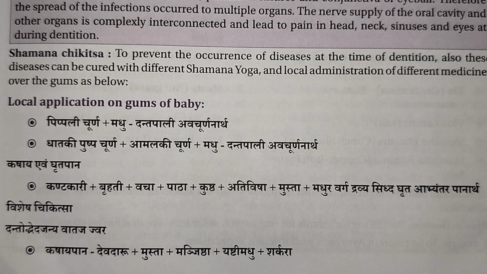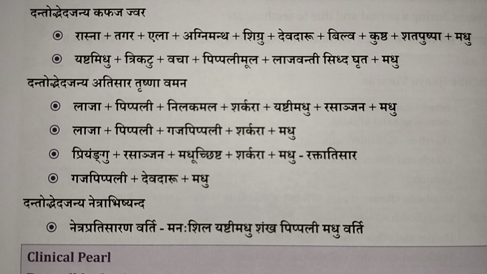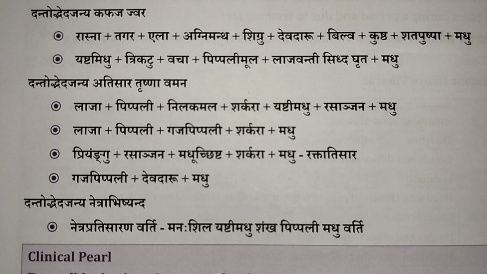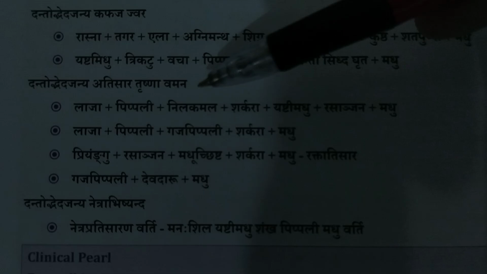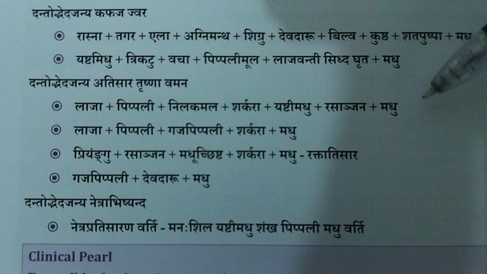Next they have given combinations for pitta jwara, kapha jwara, and for atisara, trishna, and vamana, to be given with laja, pipali, neelakamala, sharkara, yashtimadhu, sanjana, and madhu, etc. Different combinations have been given.